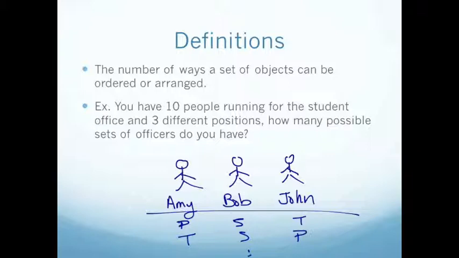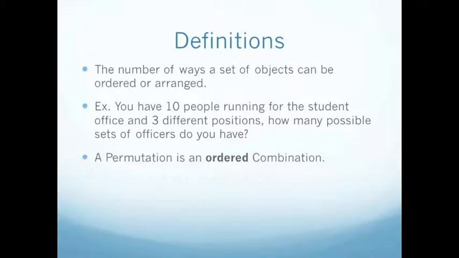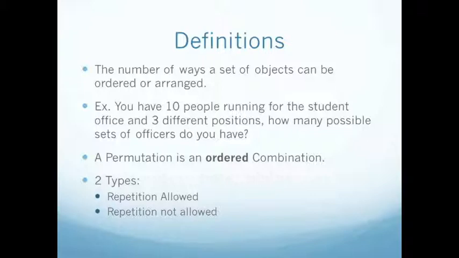Therefore, in this situation, we can see the order in which you pick president, secretary, or treasurer really does matter, and that's what is meant by permutation. Okay, so in other words, permutation is an ordered combination. Today, we'll look at 2 different types of permutations. One is when repetition is allowed, and the second is when repetition is not allowed.